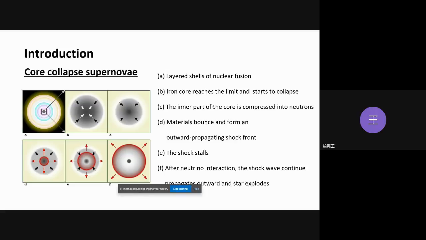The inner part of the core is compressed into neutrons, like figure C. But the infalling material is bounced and forms an outward propagating shock wave, like D. But the shock wave energy is not strong enough to become a supernova explosion that destroys the whole star. The shock stalls. It is believed that after neutrino interaction and some other mechanisms, the shock wave continues to propagate outward and the star explodes. So this is the process.